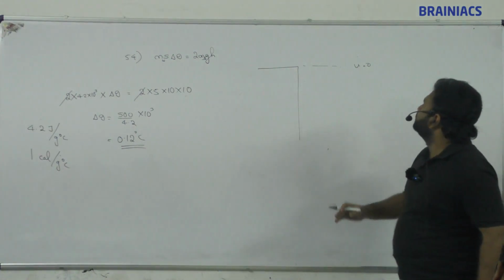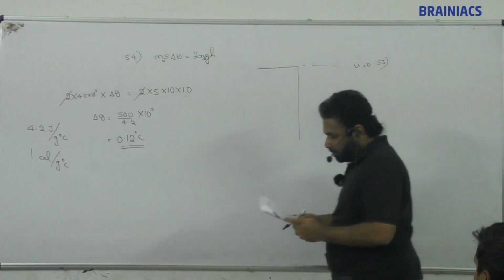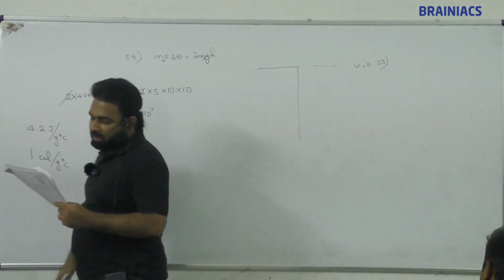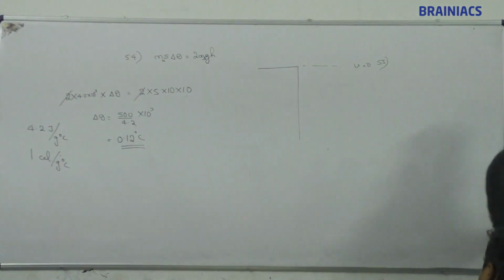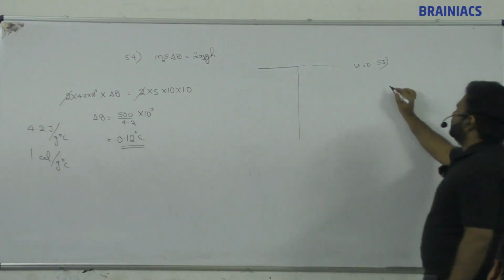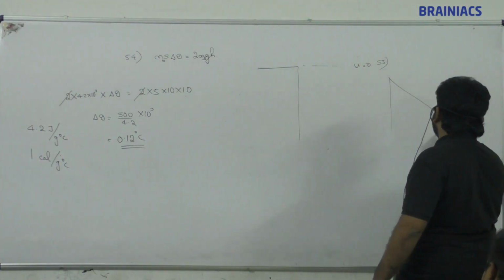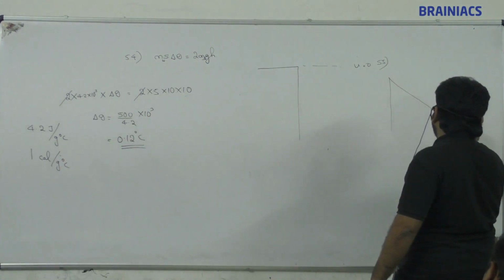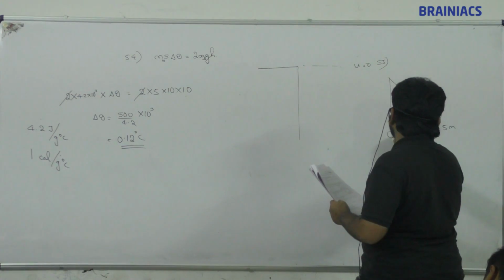Question number 55. A boy is sitting on a swing at a maximum height of 5 meters above the ground. So this is at a height of 5 meters. So this swing comes to this position.